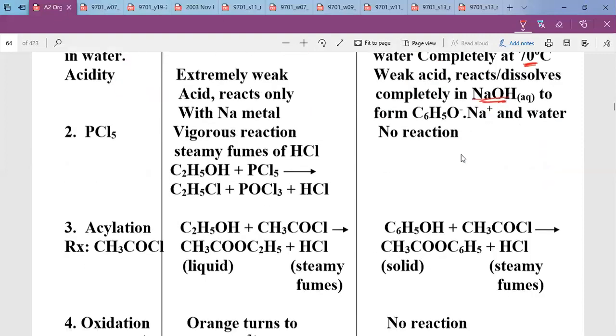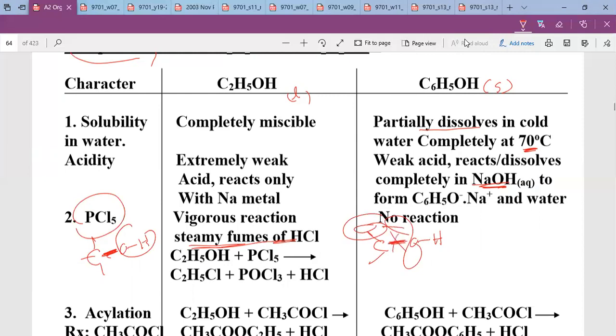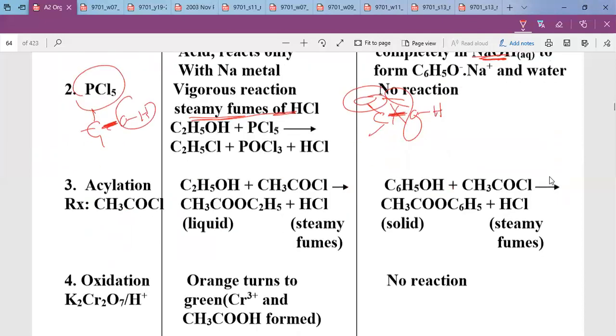Now PCl5. How do you distinguish between ethanol and phenol? Use PCl5. PCl5 will attack any OH to break this bond, so you get steamy fumes of HCl. But here, because the carbon-oxygen bond is very strong, because of the benzene ring, it won't break. So there are no steamy fumes. No reaction. Remember this.